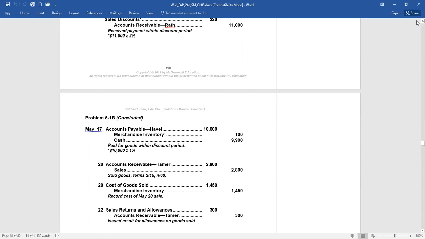So we debit our contra sales account, sales returns and allowances. We just essentially reduce the selling price, right? But we store that reduction in this account. It's a contra revenue, just like sales discounts, and it will reduce sales on the income statement. We just keep track of this separately so that decision makers know, oh, there's how much sales returns and allowances happened this period. And we reduce our accounts receivable, Tammer, $300.